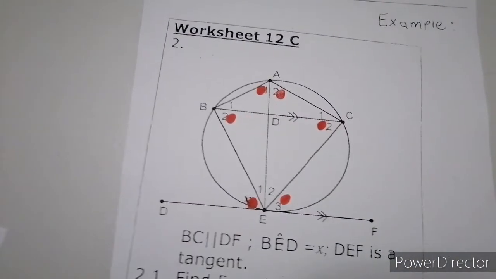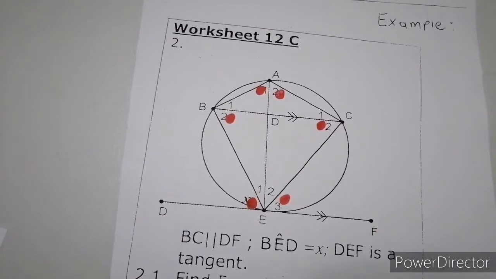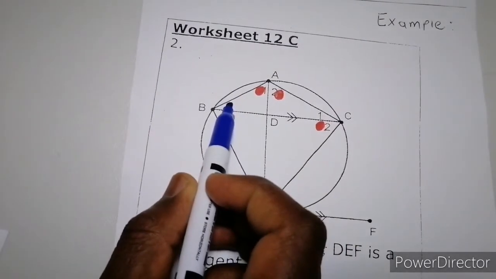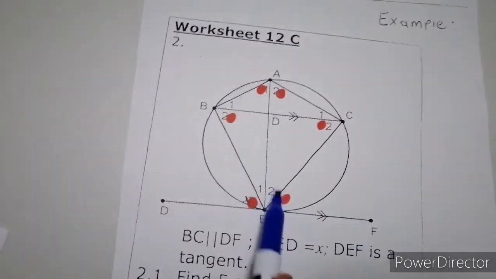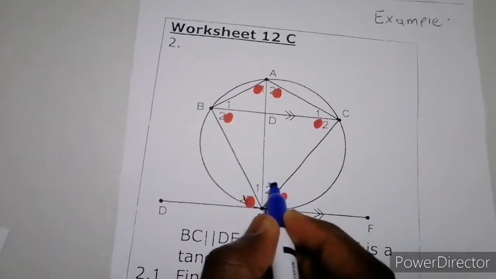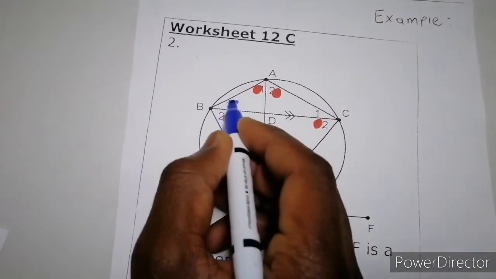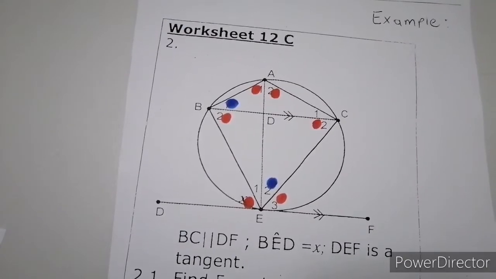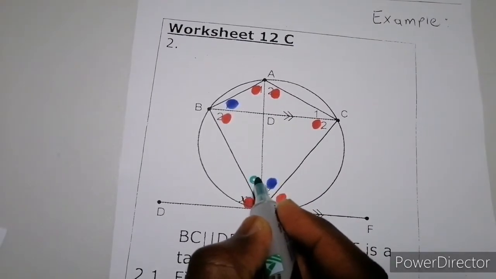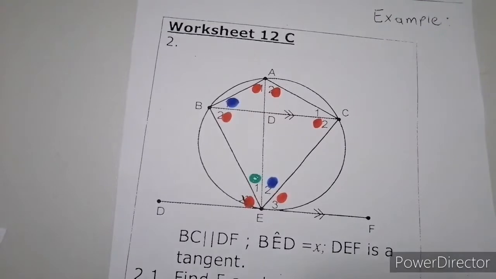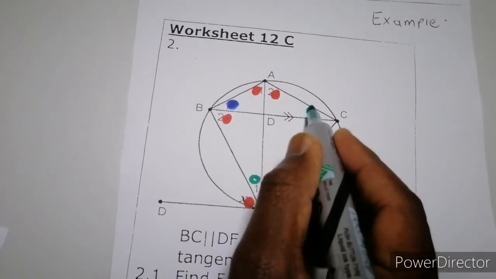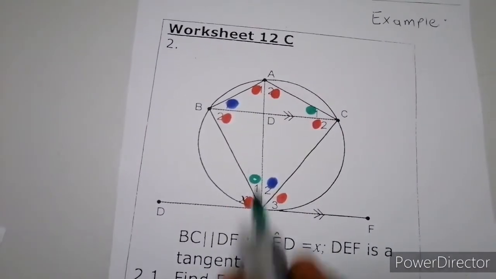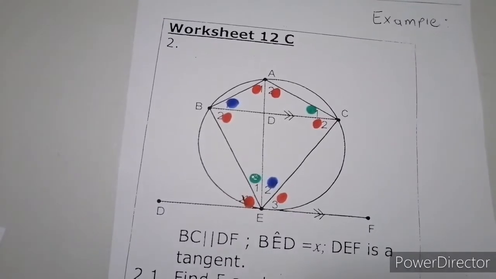Now, we can also indicate which angle is equal to B1, angles in the same segment. This one can be highlighted in blue, this one in blue. We are doing rough work. We are not answering the question. Now, again, this angle, we can highlight it in green. This angle is equal to that angle. Angles in the same segment.